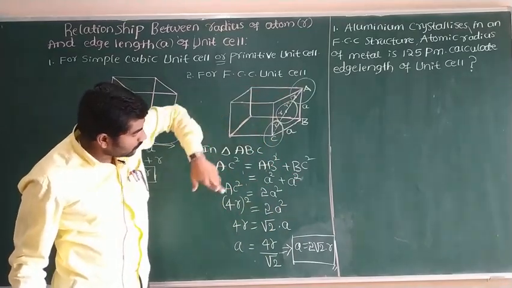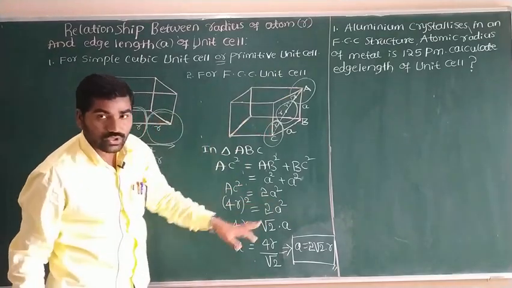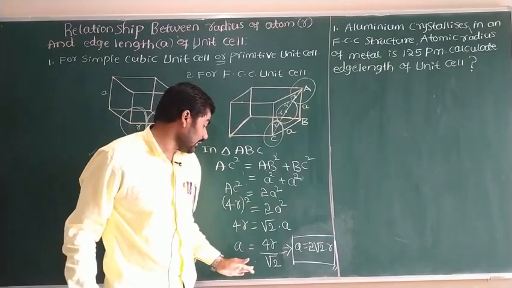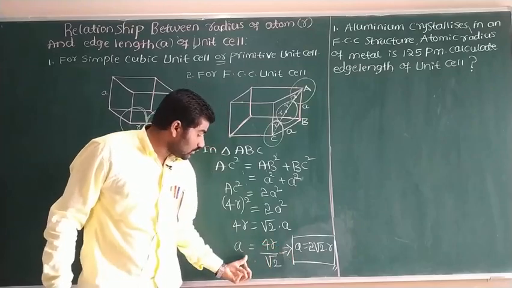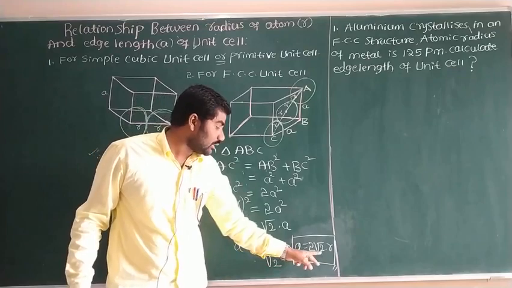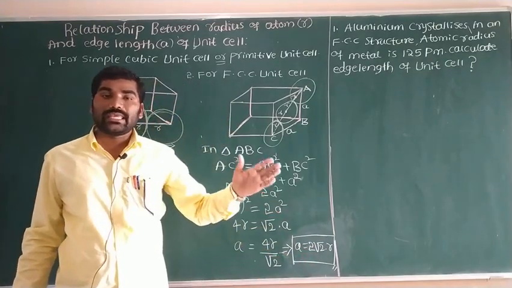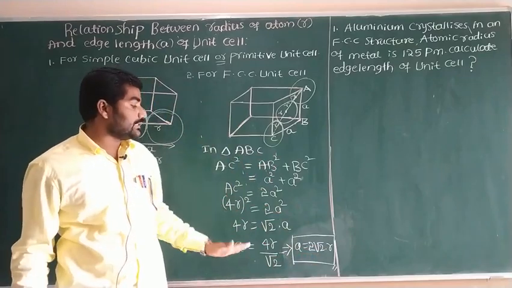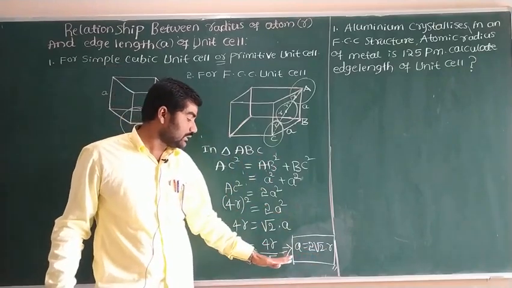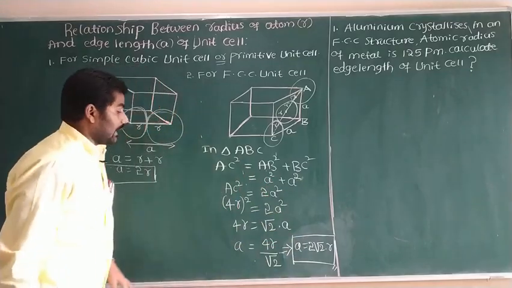Value of AC equals 4R. So AC square is 4R square, which equals 2A square. After simplification, finally we will get A equals 4R by root 2. This 4R by root 2 is also written as 2 root 2 into R. How to write and simplify this, I have shown in calculating the packing efficiency of FCC unit cell. To understand how to simplify and write it, you can watch that video one more time.